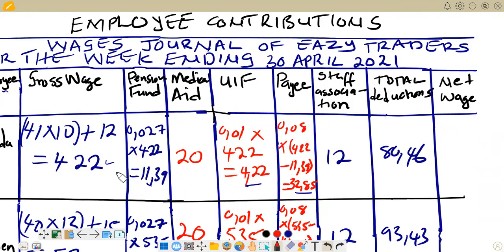So here we are saying our gross wage for P-Manda, we have got 422. Then we subtract total deduction, which is 80.46. Then obviously the answer that you get there, if you subtract, you get 341.54. So this is the net wage for P-Manda. Then we go to the next one.